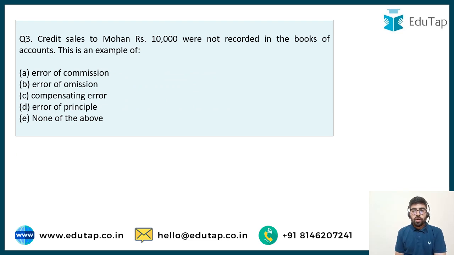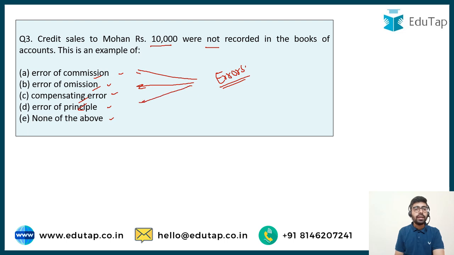So friends, let's move on to the next question. The question is, credit sales to Mohan of rupees 10,000 were not recorded in the books of accounts. This is an example of error of commission, error of omission, compensating error, error of principle, or none of the above. While recording transactions in the books of accounts, you may commit different errors. These errors are classified as commission, omission, compensating, or error of principle. So you have to understand what these kinds of errors are, and then accordingly you would be able to make out the right answer for this particular question.